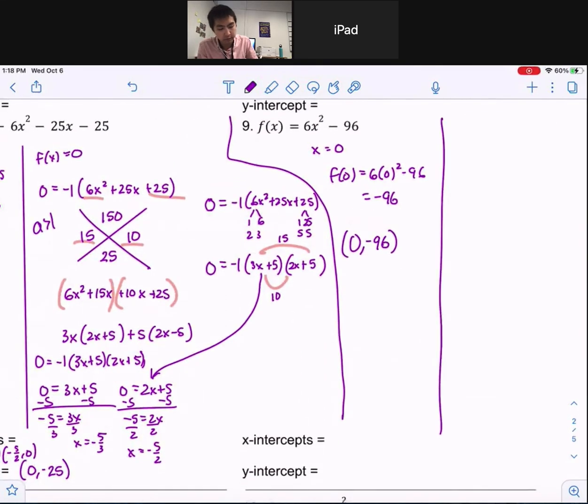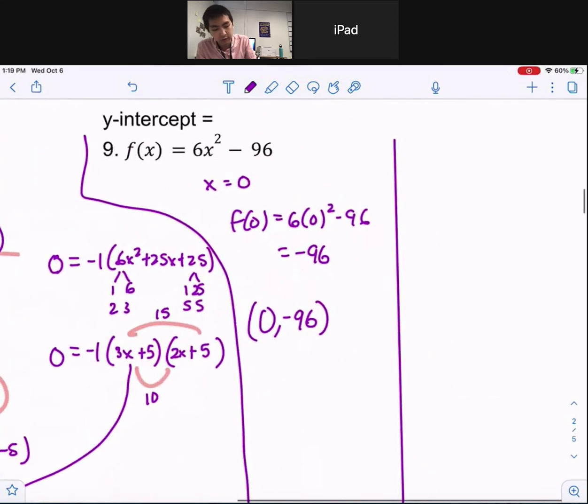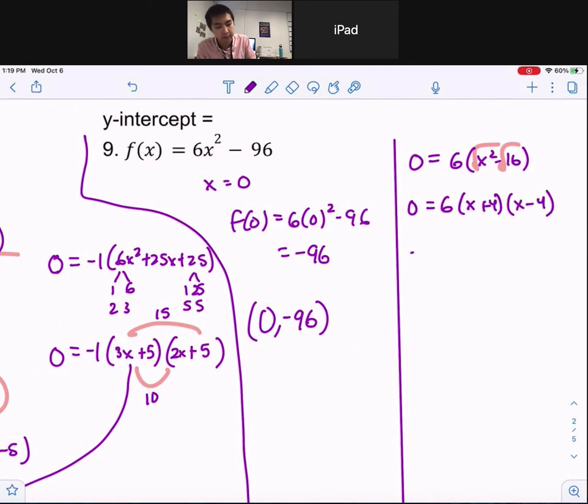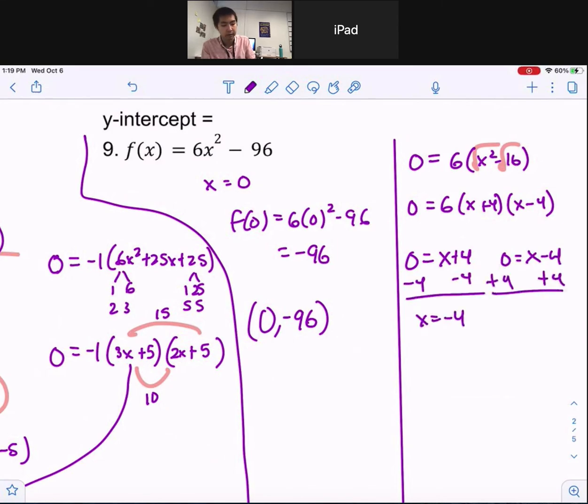Now for the x-intercept, you can factor out a 6: x squared minus 16, and then this is a difference of squares. 0 equals 6 times x minus 4 times x plus 4, x squared minus 4 squared, plus and minus. Set both factors equal to 0, you don't need to do the 6, and then solve. x equals negative 4, and x equals 4. The x-intercepts are negative 4 comma 0 and 4 comma 0.